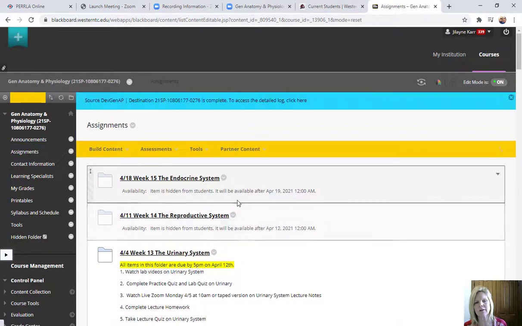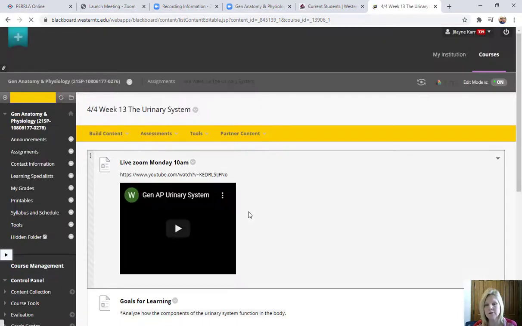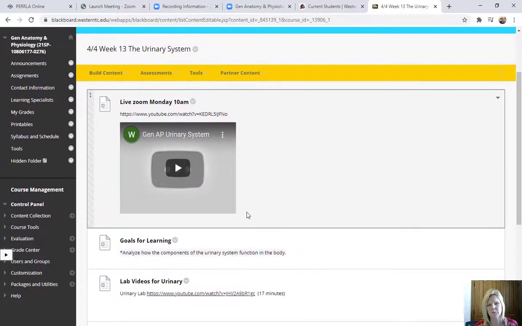This week we study the urinary system. It's a pretty short system, the notes are pretty quick, and we'll just go over the basics of the system and basic functions. So you have the lab videos, you have a practice quiz as always, actual lab quiz. It's not broken up into pieces because it's pretty straightforward.